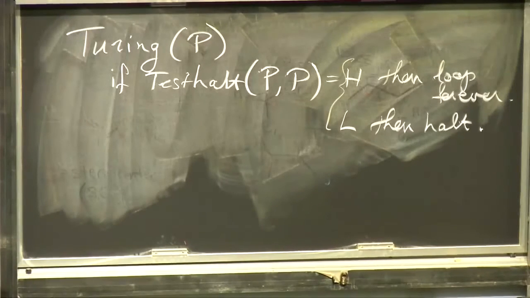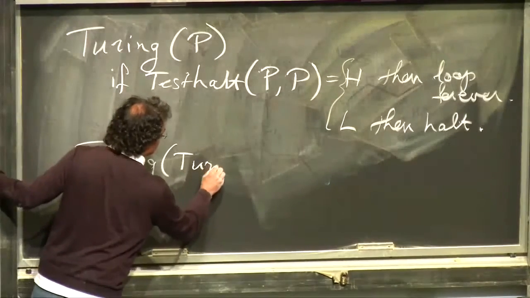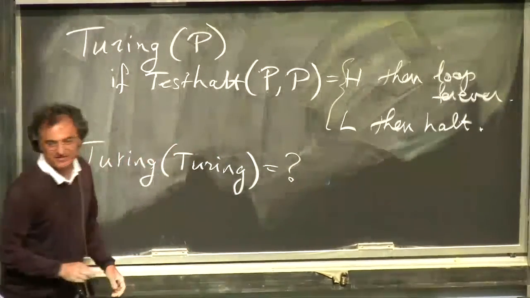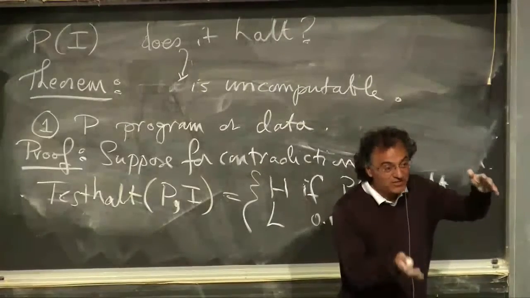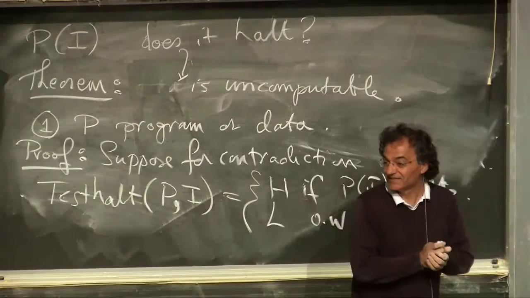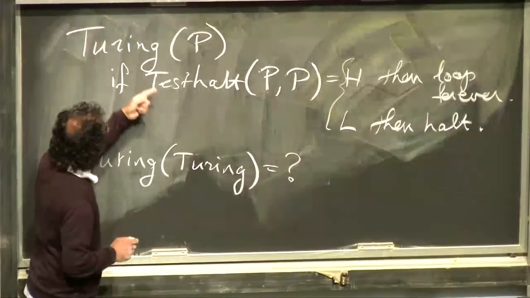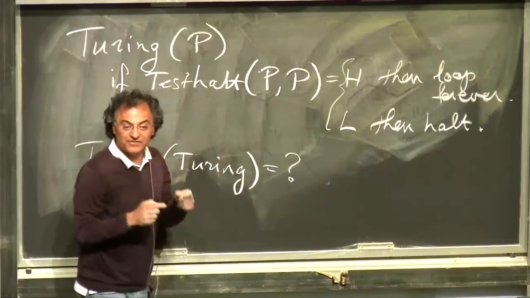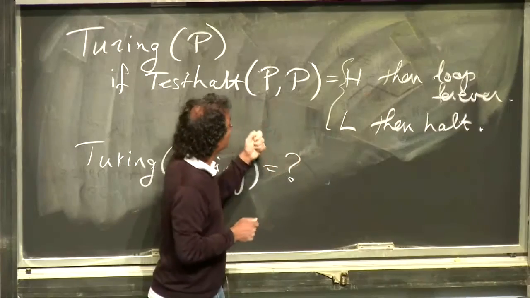What happens when you run Turing on input Turing? Right, it's a program. You wrote it. So you look at what the code is, and now you feed it to itself. What ends up happening? Well, it says, if test halt PP, if test halt Turing: if Turing on input Turing halts, then it loops forever. And if Turing on input Turing loops, then it halts.